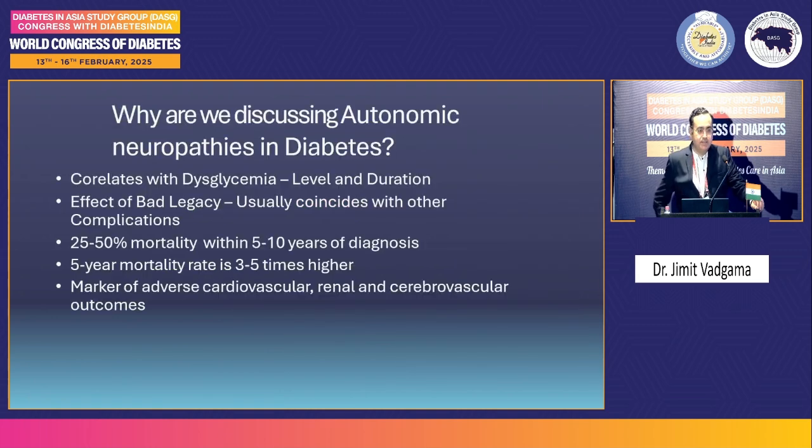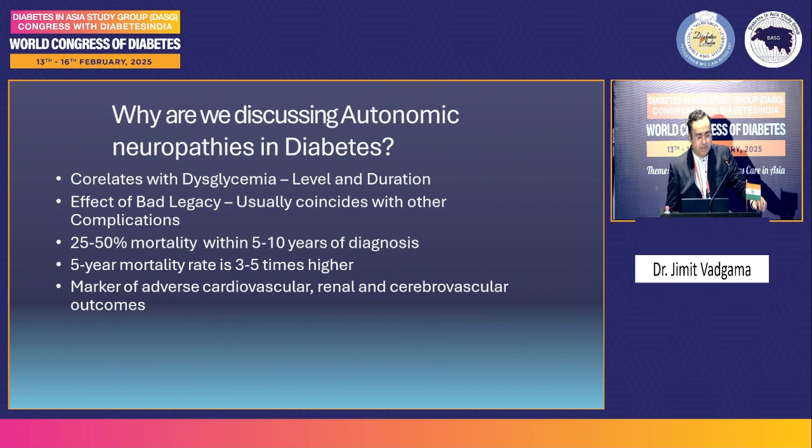So why are we discussing cardiac autonomic neuropathy? We must have very rarely heard this topic in various conferences. But what is the importance? Because the appearance of cardiac autonomic neuropathy correlates with dysglycemia, both the level and the duration of dysglycemia. There is the effect of bad legacy, as we call it, and it usually coincides with other complications. Once your patient has cardiac autonomic neuropathy, you can assume he might have other complications of diabetes itself.